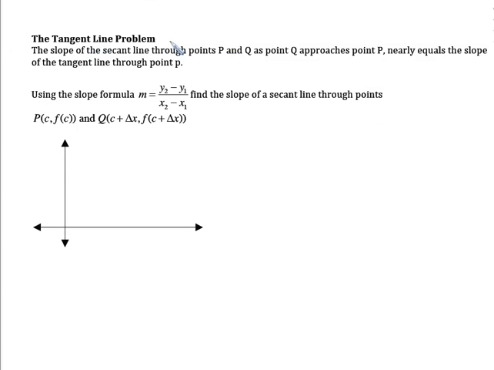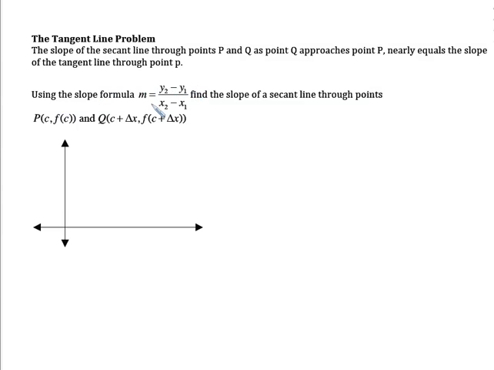So the tangent line problem is one of the major problems in calculus on which most of what we do in first semester is based. It says the slope of the secant line through points P and Q, as point Q approaches point P, nearly equals the slope of the tangent line through point P. So again, we're going to be looking at approximations.